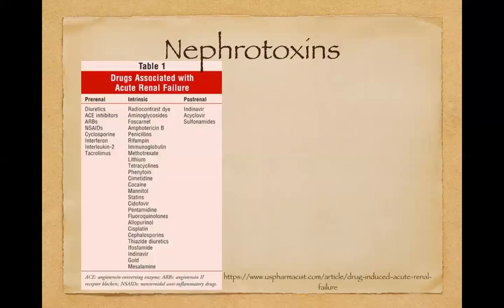So this is quite a nice table. There are quite a few nephrotoxins actually. You can divide them into pre-renal, intrinsic, and post-renal causes. Common ones are your diuretics, ACE inhibitors, ARBs, NSAIDs, and then intrinsic, there are a lot more. I know that radio contrast dye nowadays, they say it doesn't really cause as much nephrotoxicity as it was believed to. But there are quite a few that cause intrinsic renal damage. And post-renal, like I said, anything that precipitates and causes obstruction, like your sulfonamides, acyclovir.